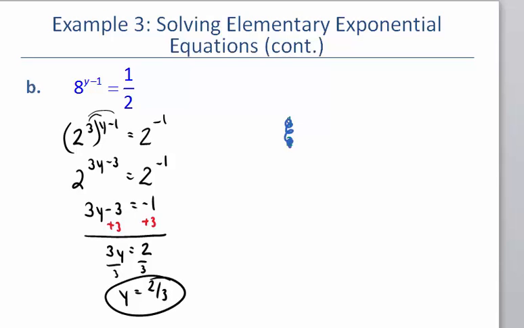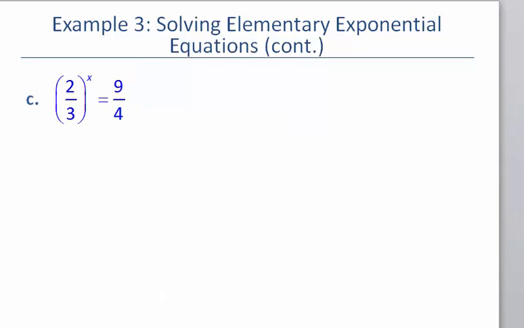2/3. And in part C, we have 2/3 raised to the x power is equal to 9/4. Again, step 1 is done. The exponential is isolated. Step 2 is to write both sides with the same base. So I could leave 2/3 to the x alone because I can't really do anything with the 2 or the 3. I could rewrite the 9 as 3 squared and the 4 as 2 squared. So that would mean that I could have 2/3 to the x.